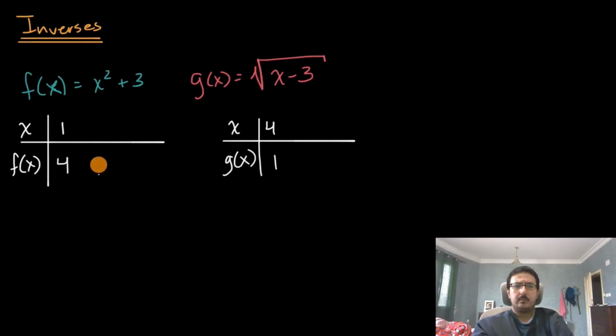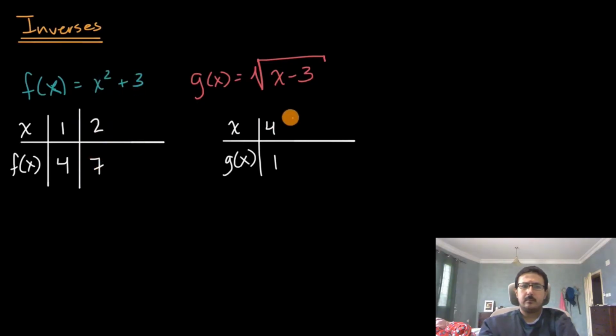So that's looking pretty good. Let's try one more value here. Let's try 2. 2 squared plus 3 is 7. Now let's try out 7 here. 7 minus 3 is 4. The principal root of that is 2. So far it is looking pretty good.